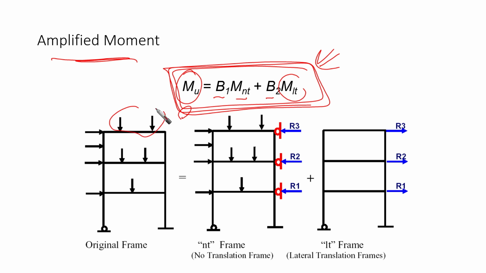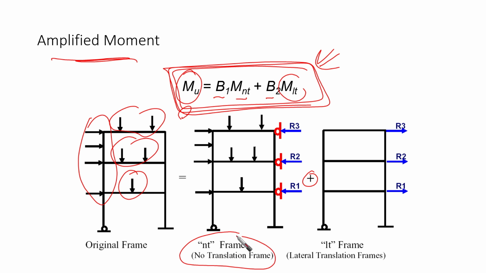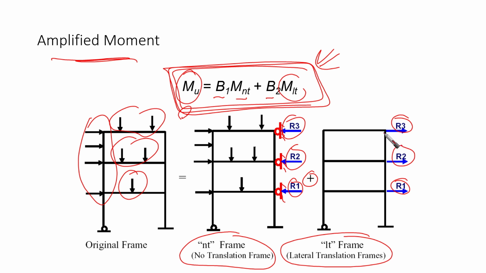If we have gravity loads and lateral loads, then the system in general is going to be decomposed into two systems. One system is NT, the no translation frame, and the other one is the lateral translation frame. In the first system we put some restraint here and we have reactions. In the other we have the same reactions applied at the same points, but in the opposite direction.